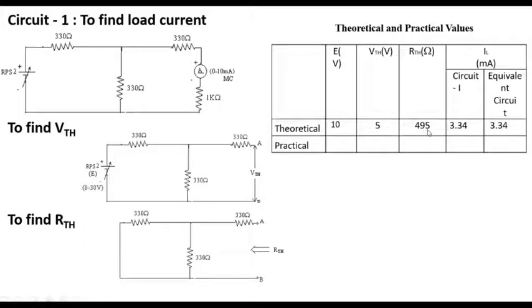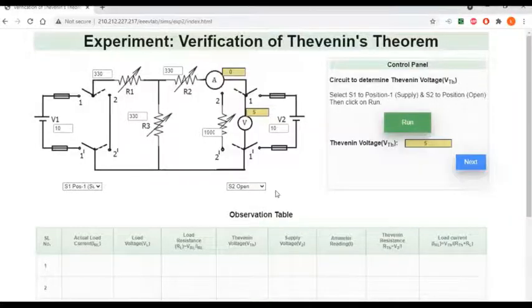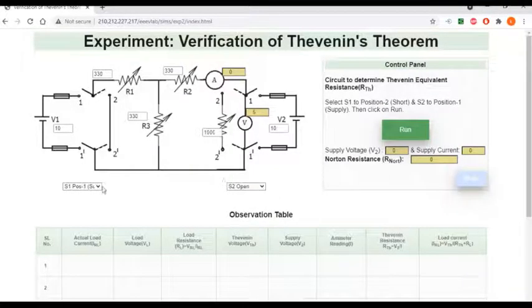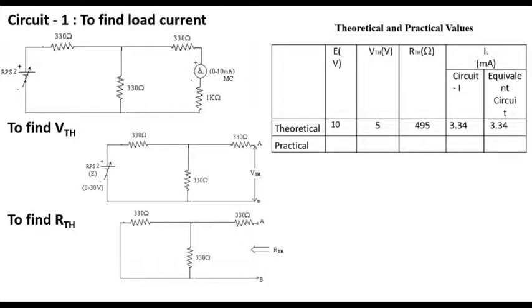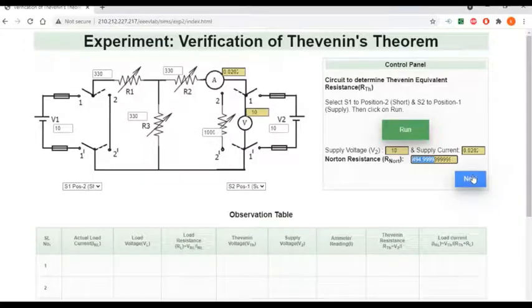Now the next step is to measure the equivalent resistance. For that, you need to short circuit the voltage source, which means you short circuit the voltage at the 1, and in this case we connected to this voltage, and if you run it, your RTH is 494.5. This is 495 ohms. Right?